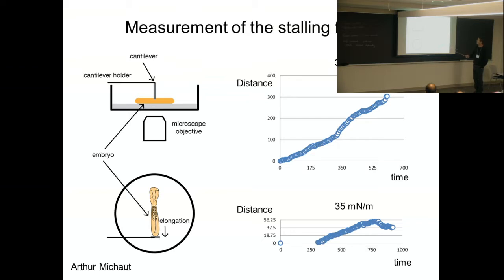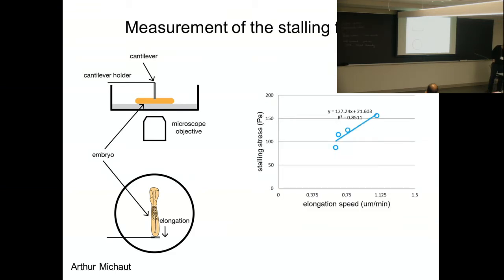And you can also quantify this spreading force. So here it's just the elongation with a low stiffness cantilever compared to a high stiffness cantilever, and you can see that it saturates very quickly, whereas there's not much of an impact on the low stiffness ones. And so eventually he was able to characterize the stalling stress and show that it's around 100 Pascal. And interestingly, it also seemed to depend on the elongation speed, such that the faster the embryo, the higher the stalling stress which is detected in this context.